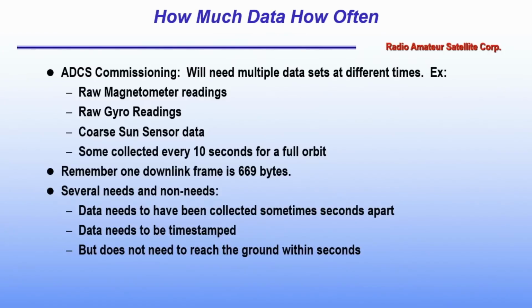And one downlink frame is only 669 bytes. But the other thing about this is we don't have to do it very often, and the data doesn't need to be there instantaneously. As long as the data is time-stamped, it doesn't need to be sent immediately when it was collected. So, for example, how do we get all this data from the ADCS? The ADCS unit that we're using actually has a non-volatile memory built into it, and it collects all of its data every 10 seconds regardless. And we just have to ask for it and save it on our own.